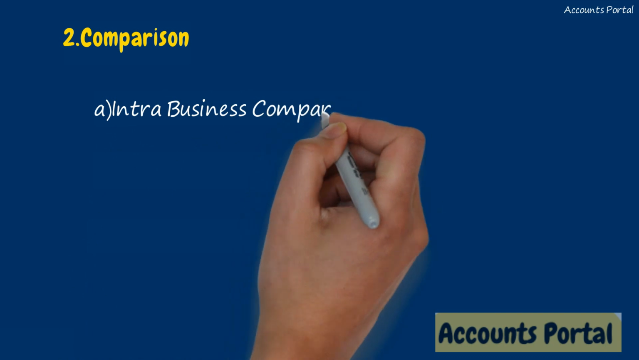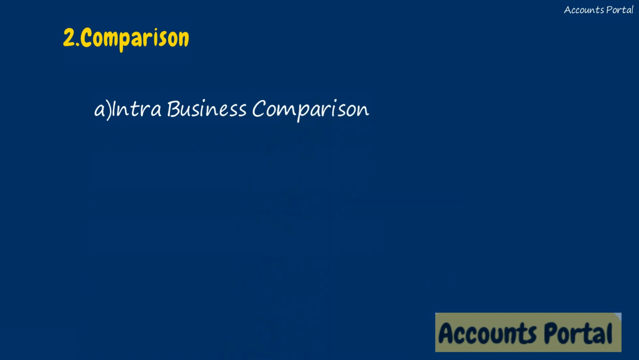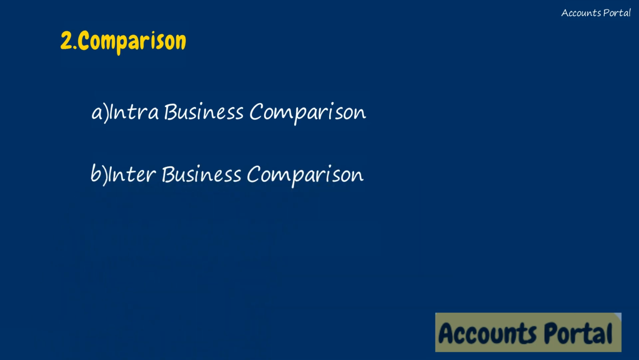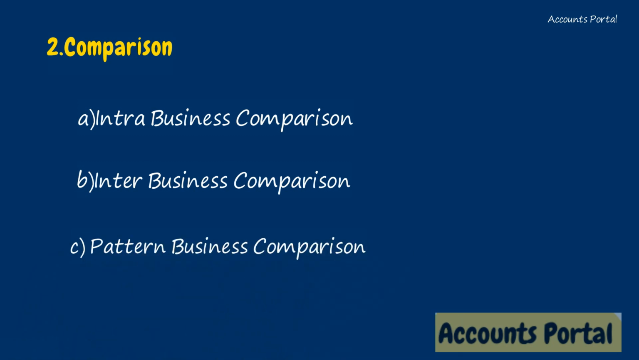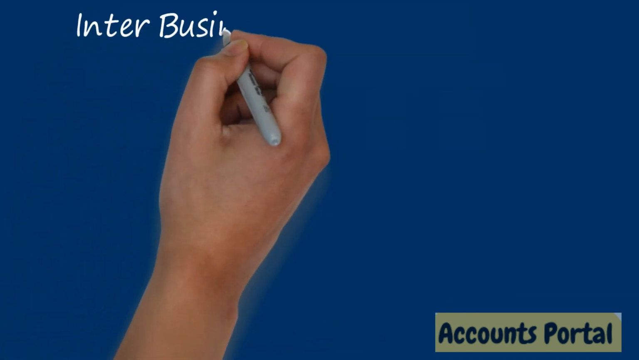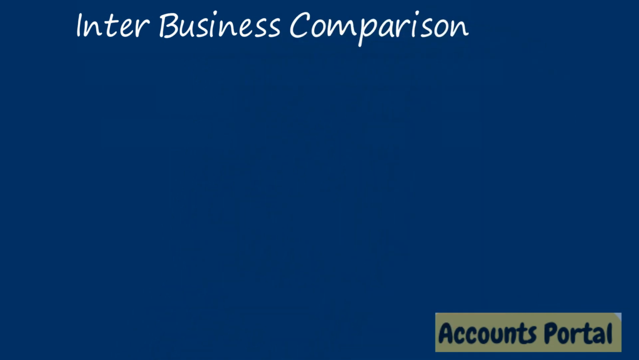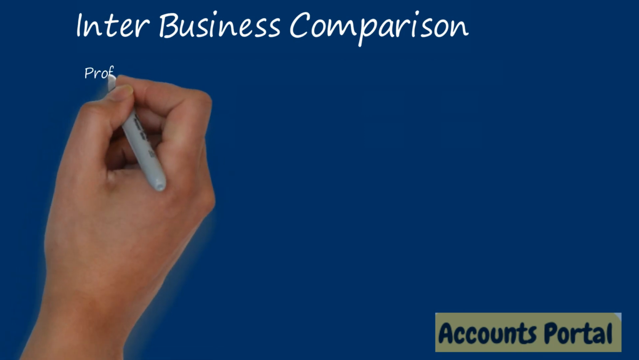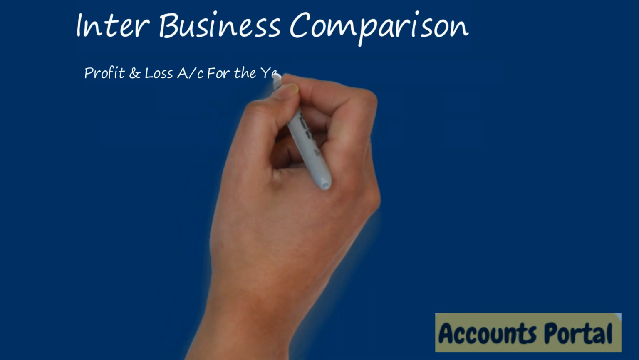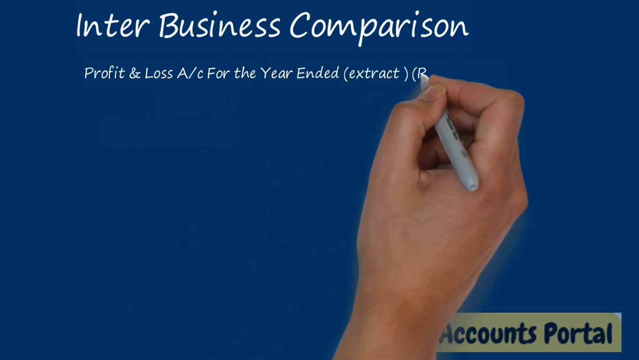Second one, comparison. Under comparison, there are 3 types of comparisons. Number 1, intra-business comparison. Number 2, inter-business comparison. Number 3, pattern business comparison. Intra-business comparison means comparing our current year profit to last year profit.